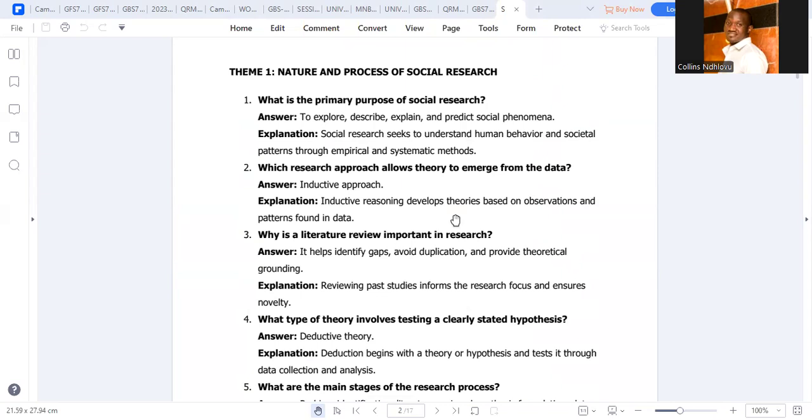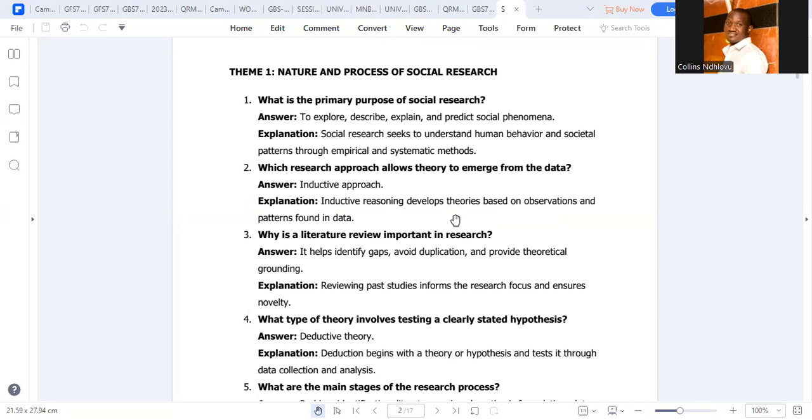So I've just summarized your previous exams. So the purpose of social research is to explore, to describe, to explain, and predict social phenomena. So we have social research, which seeks to understand the human behavior and societal patterns.